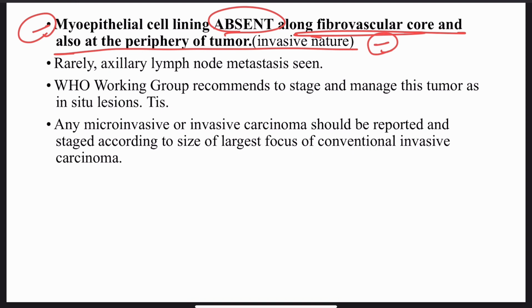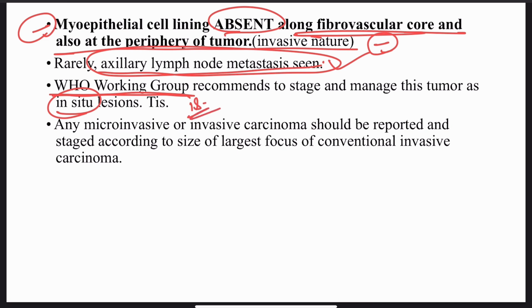And rarely, since we are naming it as a carcinoma, we can see metastasis, axillary lymph node metastasis. It's extremely rare, but it is possible. And how do you stage and manage? Because we are calling it a carcinoma, but still the WHO working group recommends to stage and manage this tumor as an in situ lesion. As an in situ lesion, you are managing this.